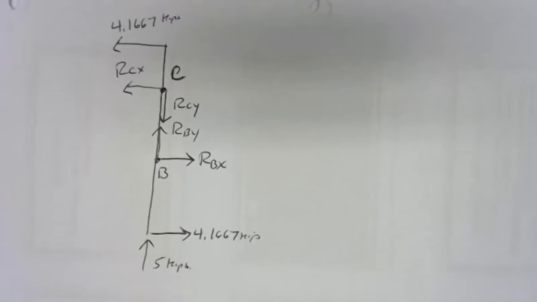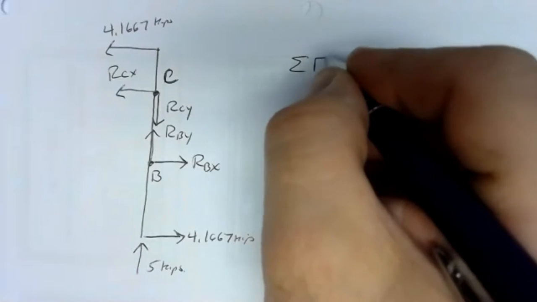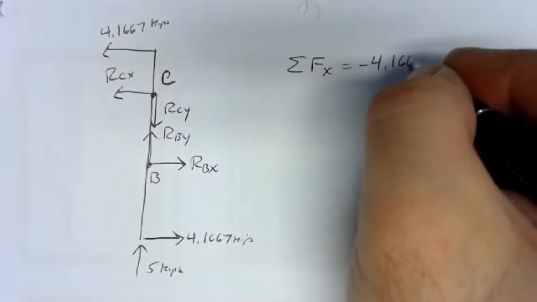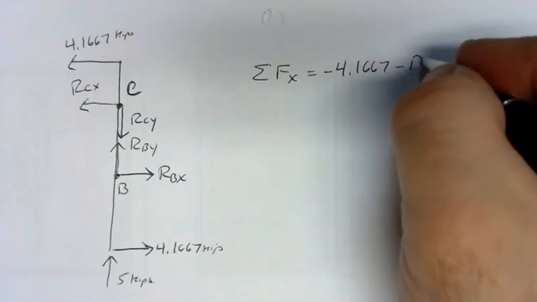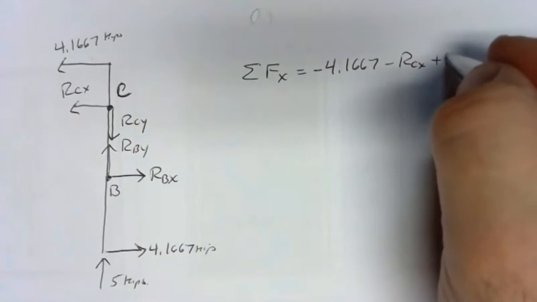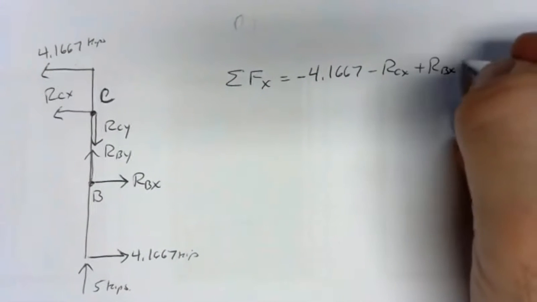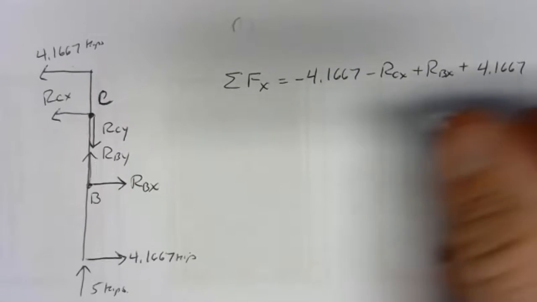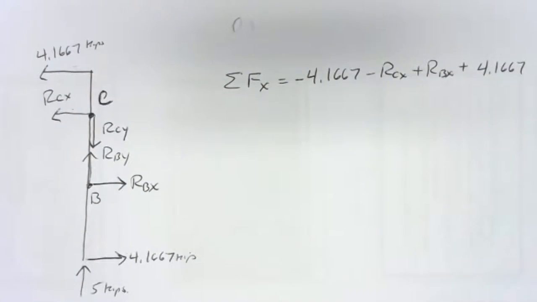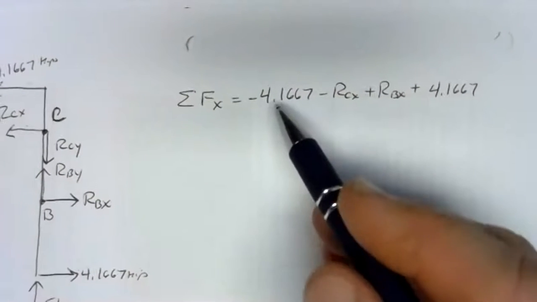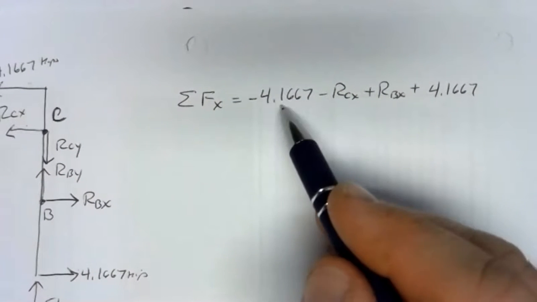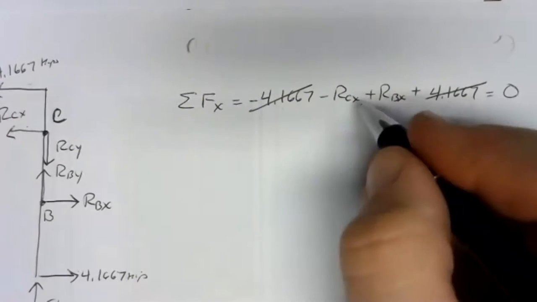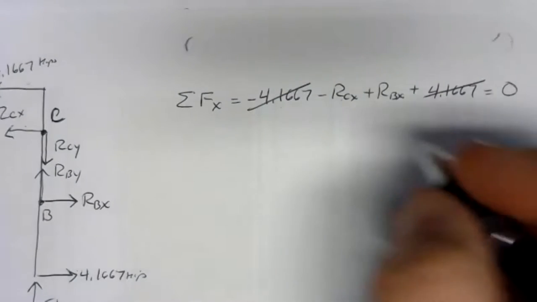Well, there are a lot of arrows on that drawing, but it'll get a little simpler when we do our sums. If we take our sum of forces in the x direction, we have a negative 4.1667. We have a negative RCX. We have a positive RBX and a positive 4.1667. So those are all the x direction forces. 1, 2, 3, 4. Got them all. Well, look at what we're doing here with the 4.1667s. They're equal and opposite. Negative plus a positive. So they cancel each other out. And all I'm left with is negative RCX plus RBX equals 0.